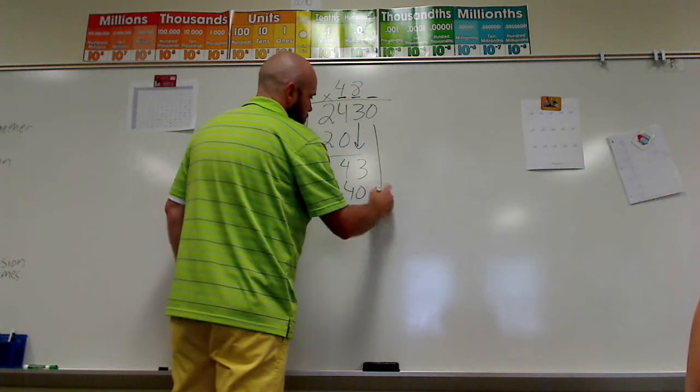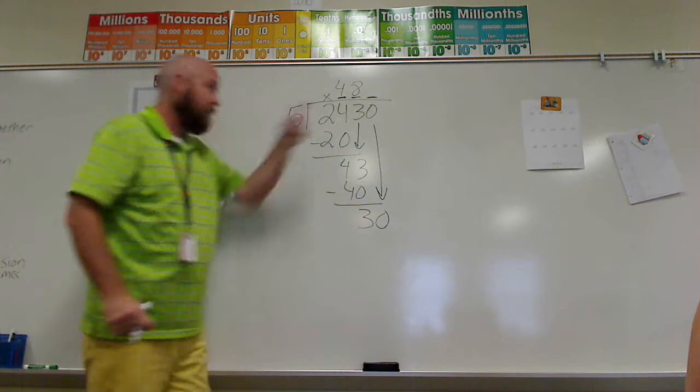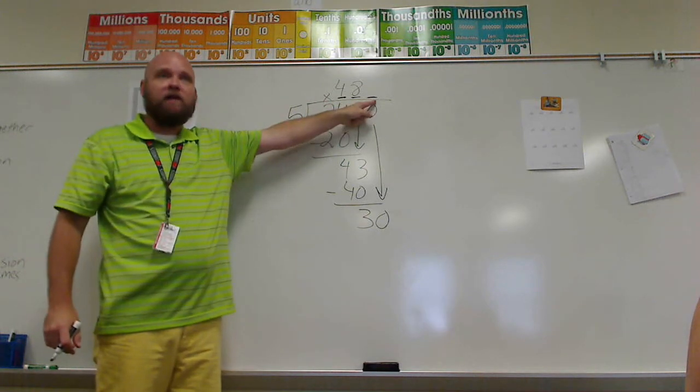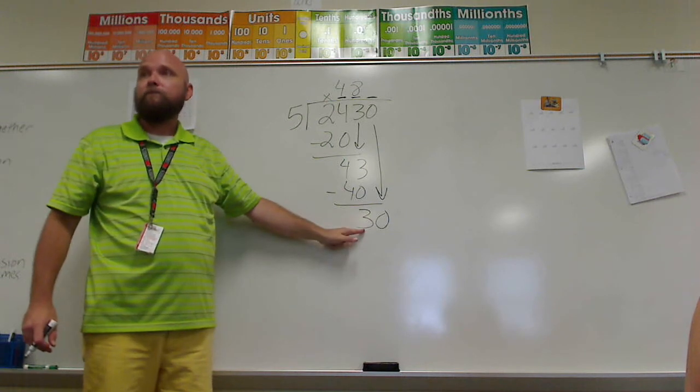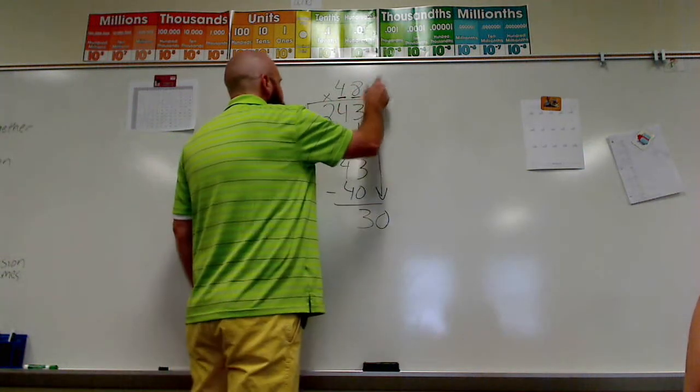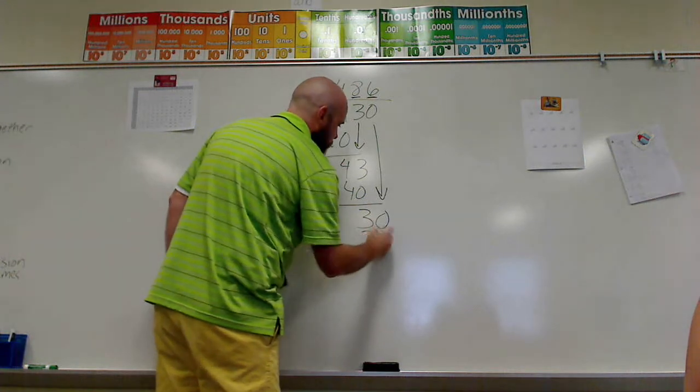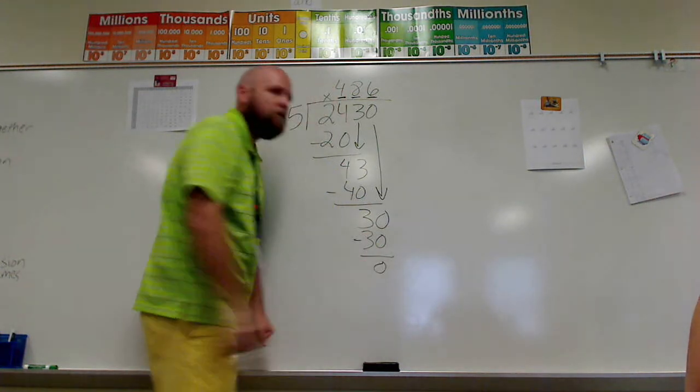I bring down my next number, which is a 0, because I have to have something in my ones place. How many times does 5 go into 30? 6. 6 times 5 is 30. I subtract and I get 0.